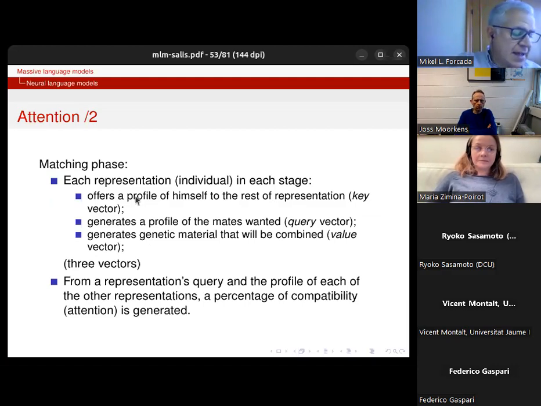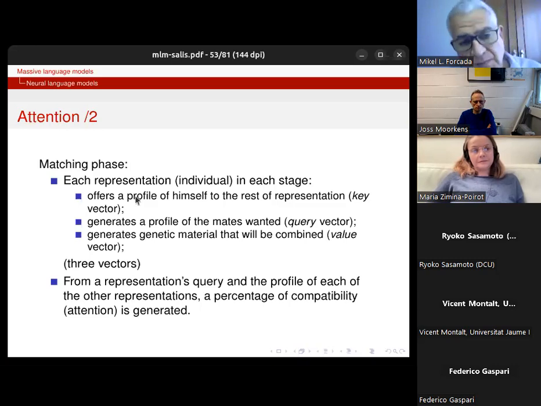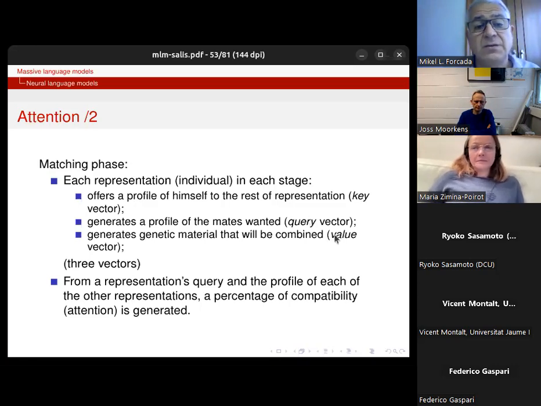And of course, this is how it wants to be seen. It also generates a profile of the mates wanted. What's the kind of mates I want? What's the kind of people I want to mate with? And that's the query. So this is like what you want. And a third vector is generated, which is the value vector, which contains the genetic material that would be combined to generate the next generation. So three vectors: key, query, and value. Basically, profile, what you want, and genetic material.